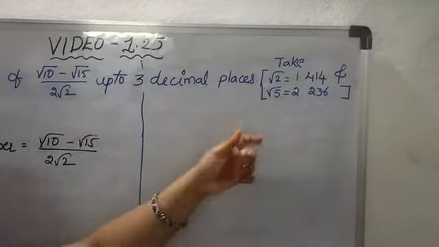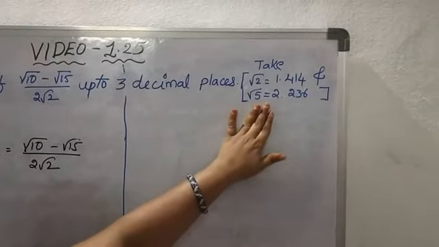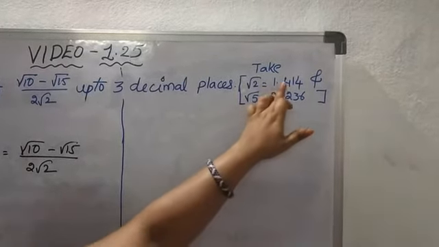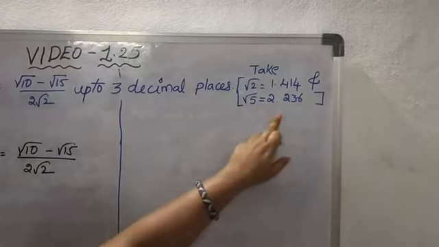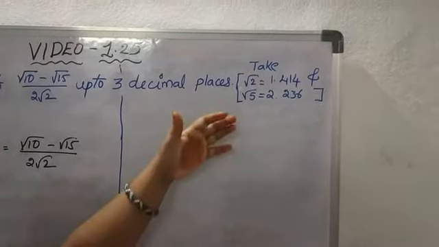Here a hint is given. We have to note these values and substitute them in the given problem. Root 2 is equal to 1.41 and root 5 is equal to 2.236. We have to take down these values.